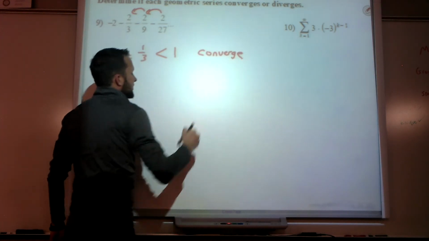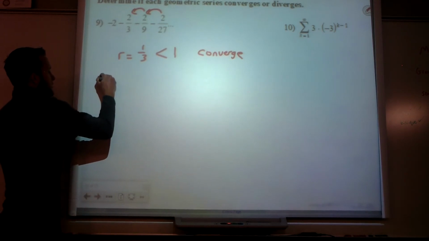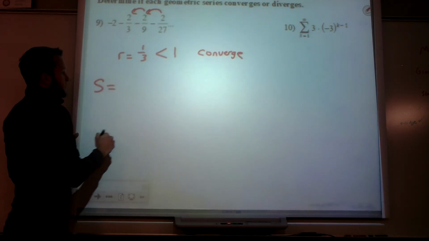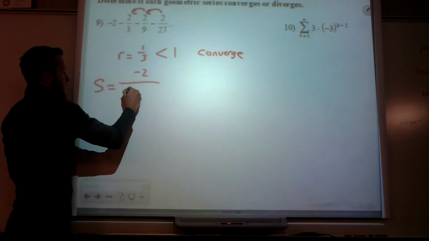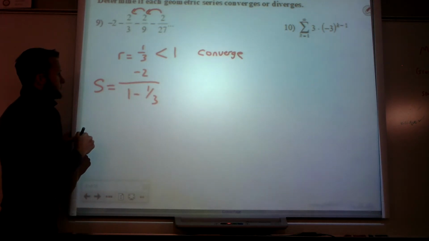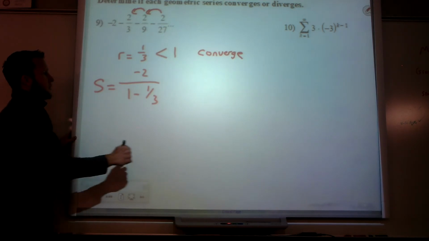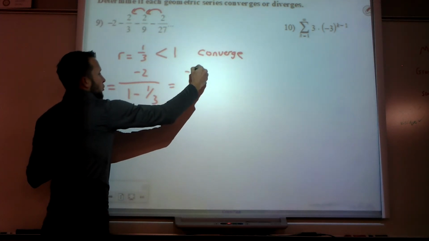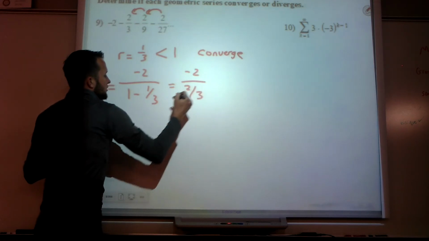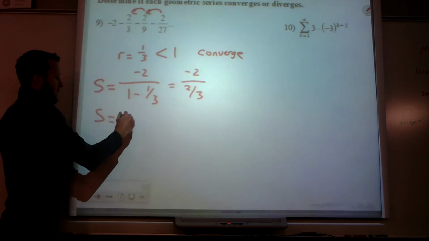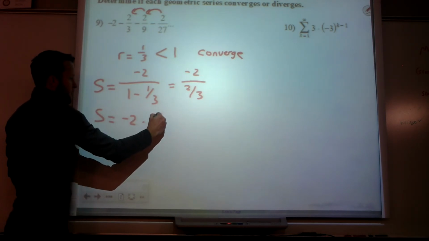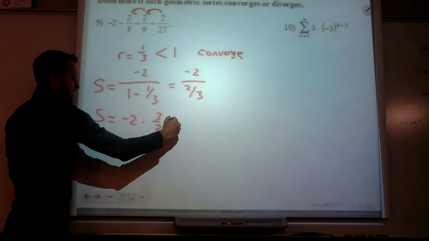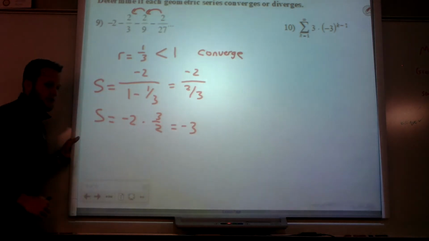Now we're not going to stop there. Let's actually evaluate it as well. We'll use our formula and just say we're going to take our first term, -2, and divide it by 1 minus our ratio. 1 minus 1/3 is going to be 2/3. And if we keep, change, flip, we're going to have -2 times 3 halves, and those cancel to just give us -3.